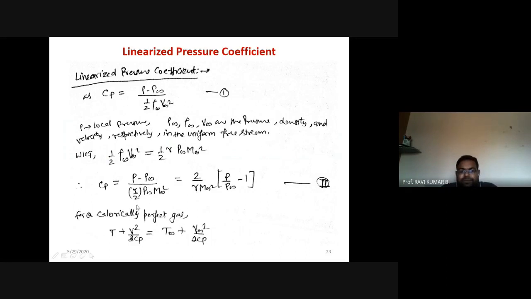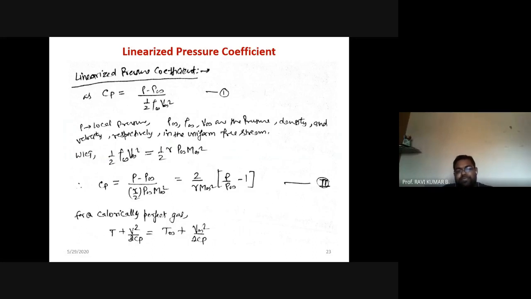So if I substitute this value, this will become 2 divided by γ M∞², this is common. If I divide with the P infinity here, I can write P by P infinity minus 1. Right. Now, if I know this pressure ratio value in terms of Mach number, I can substitute it here to make a very simple equation of Cp in terms of Mach number or flow deflection angle. So for a calorically perfect gas, I can write this equation. This is nothing but an energy equation, right? h plus V²/2 is equal to h∞ plus V∞²/2.